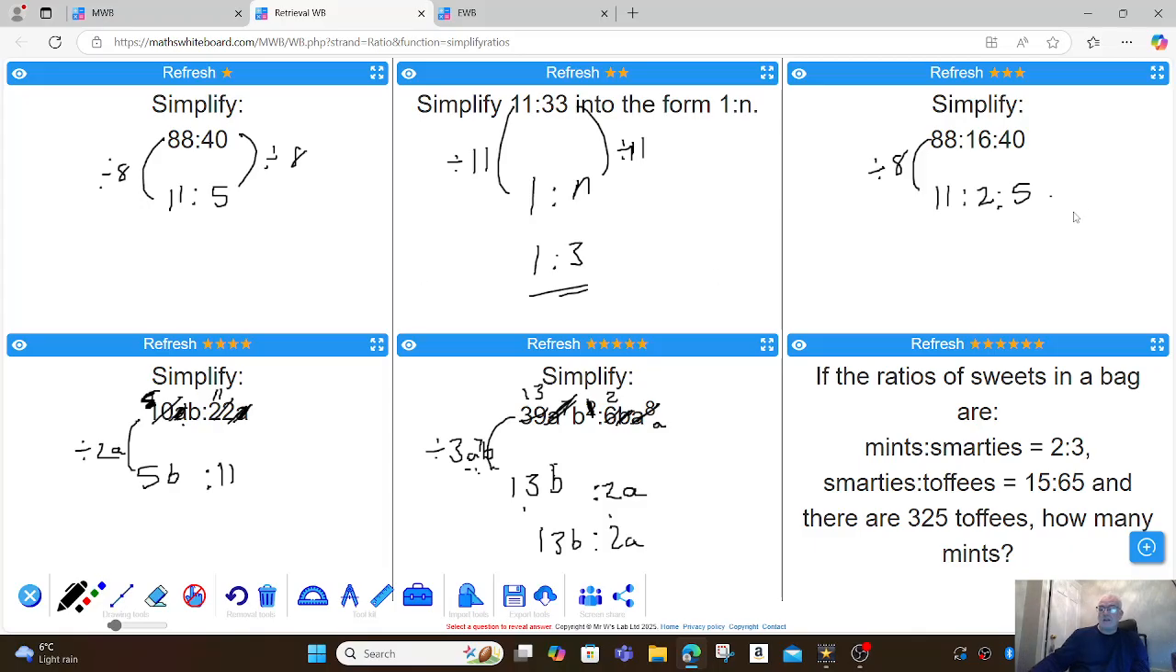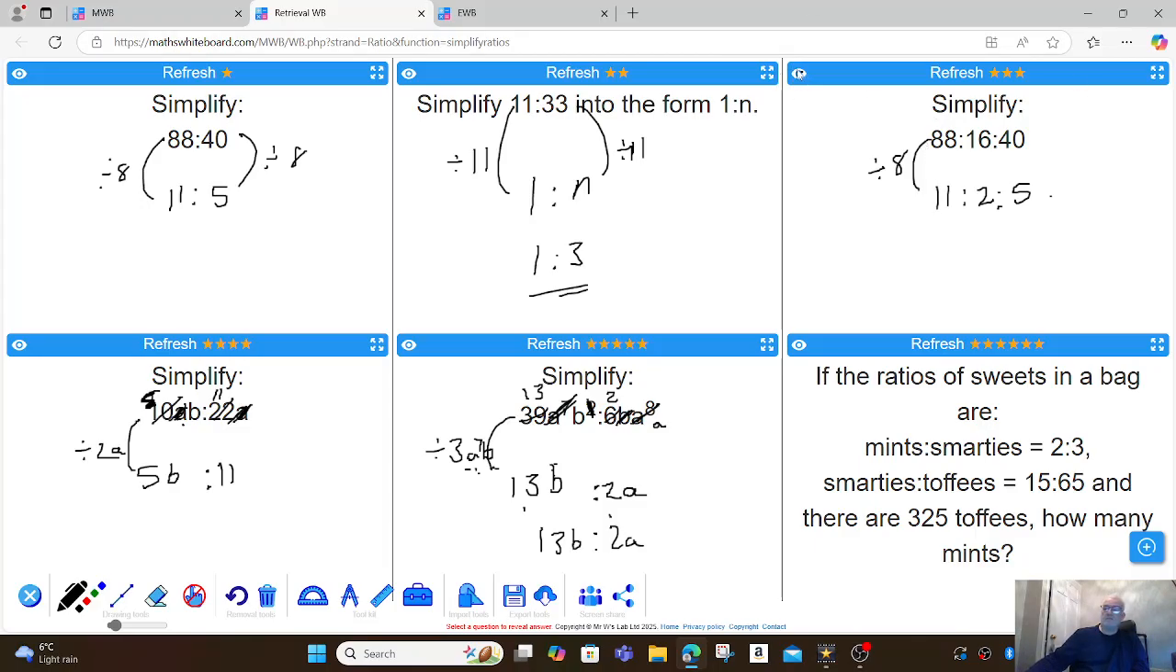Now if we look at the last one that I've got here, if the ratio of sweets in a bag are mints to Smarties 2 to 3 and Smarties to Toffees 15 to 65, and there are 325 Toffees, how many mints are there? Okay, a slightly more difficult way of approaching this question.